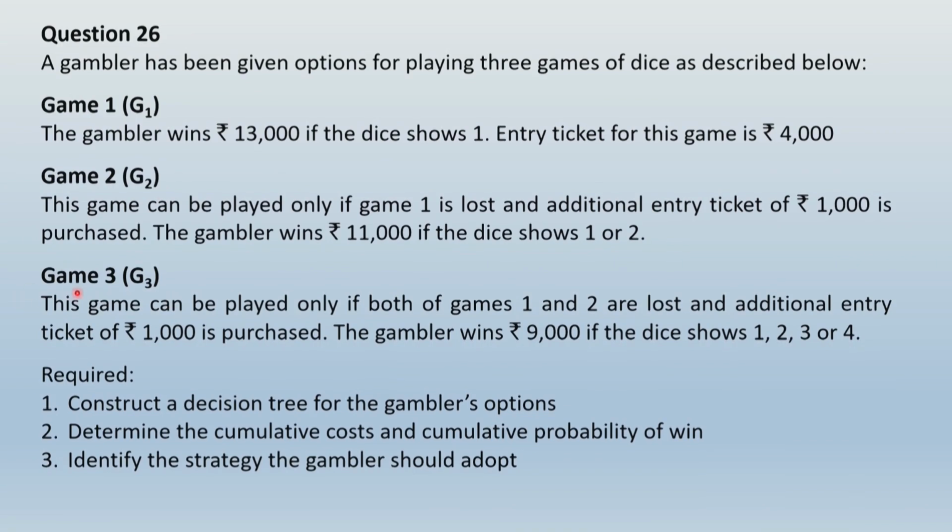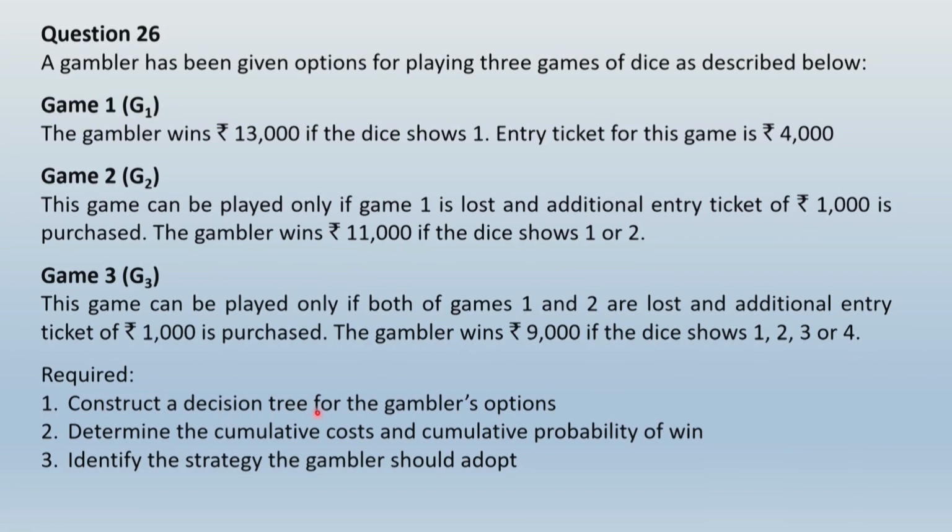Now let us talk about game 3, that is G3. This game can be played only if both of games 1 and 2 are lost and additional entry ticket of rupees 1000 is purchased. The gambler wins rupees 9000 if the dice shows 1, 2, 3 or 4. So look at one thing. When the third game arrives, the probability of winning would increase because the gambler would win if the dice is showing 1, 2, 3 or 4. Means 4 outcomes out of 6 outcomes will be in favor of the gambler. As a result, with game 3, the probability of winning would be 4 by 6. So the probability of losing will be just 2 by 6.